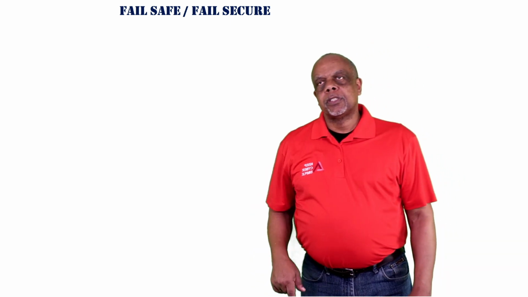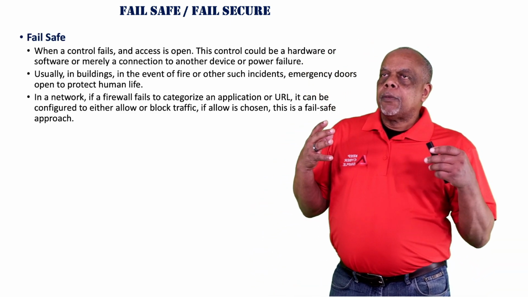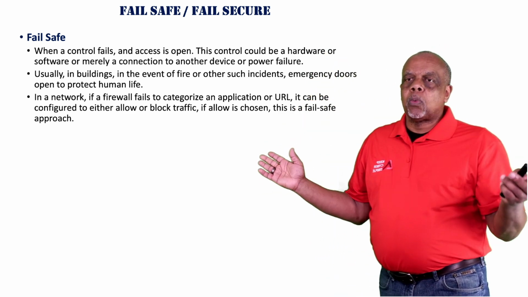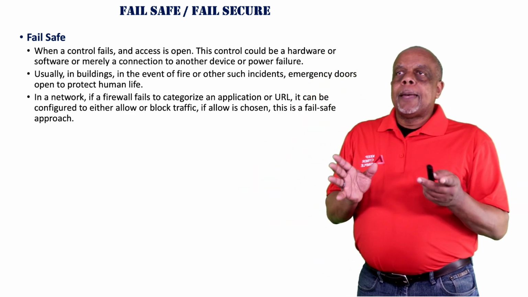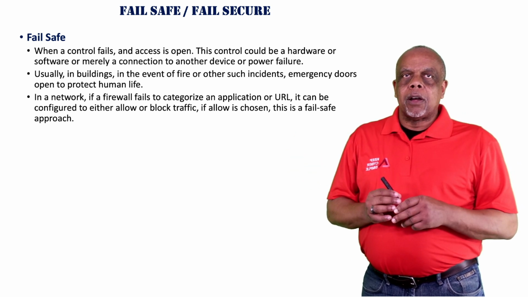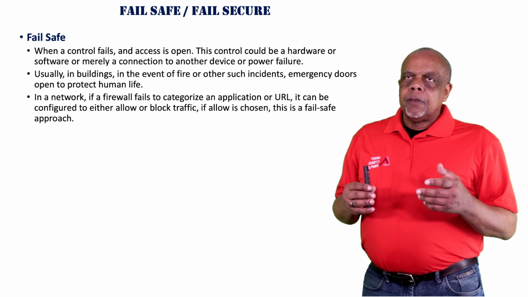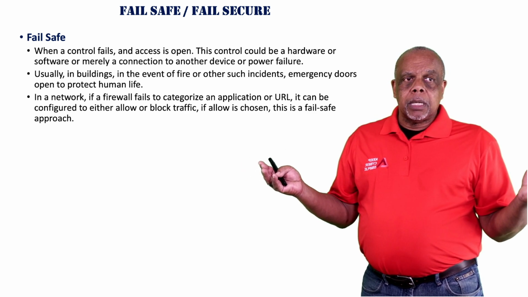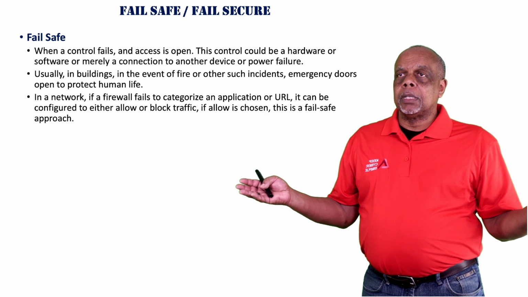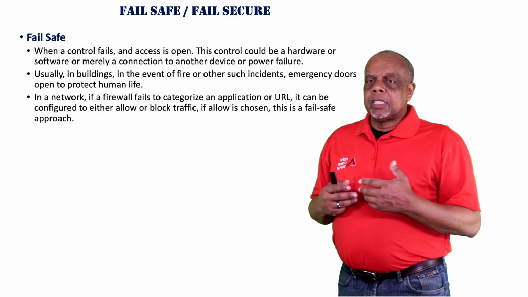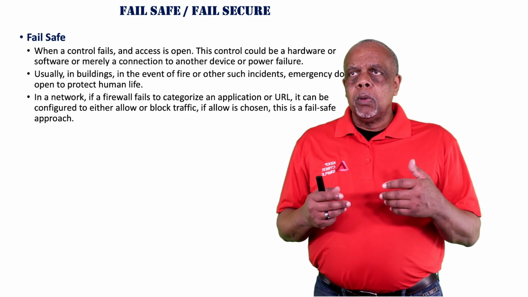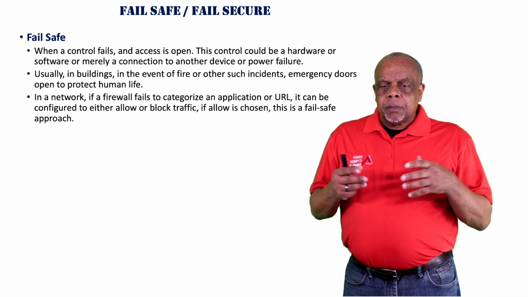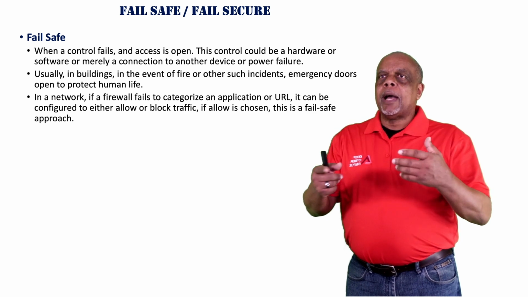Fail safe, fail secure. When we talk about that, what is that? Let's talk about fail safe first. That's when a control fails and access is wide open. Now, an example that you see in buildings: let's say a fire alarm. Well, what should happen? For the most part, all your emergency doors should open, right? Because you want to be sure that everyone can get out of the building. So when we think about fail safe, we want things to fail in a safe condition, where we're either getting people out or giving people access.